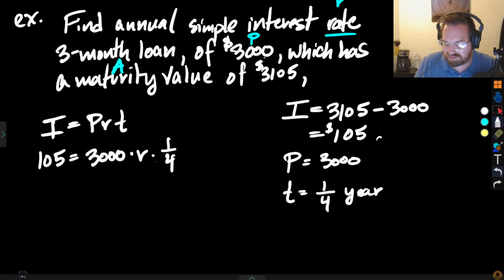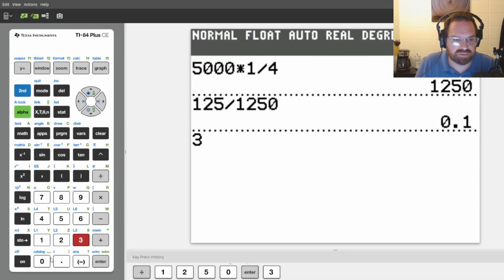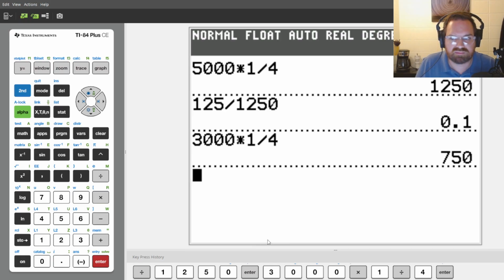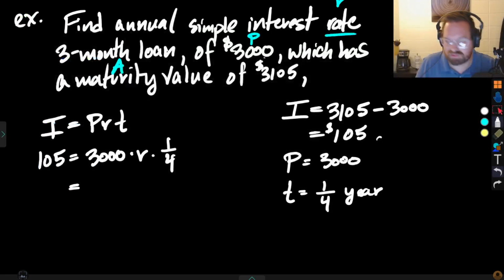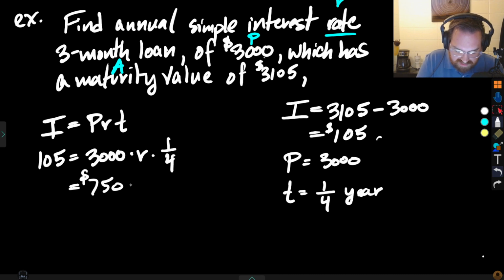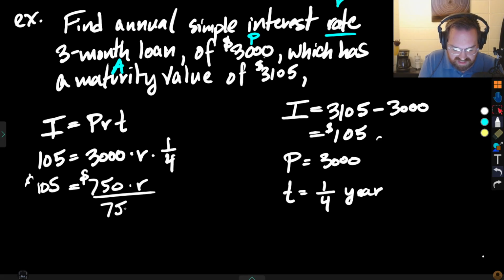So let's go ahead and calculate this. What I'm going to do is, since this is all multiplication, I can do anything in any order. So 3,000 times a quarter, right? And let me switch back, and we'll just do that really quick. 3,000 times 1/4. 750, okay? So 750 is our value here. Whoops, sorry about that. 750 times R, and this is 105. And now all I have to do is divide both sides by that value.